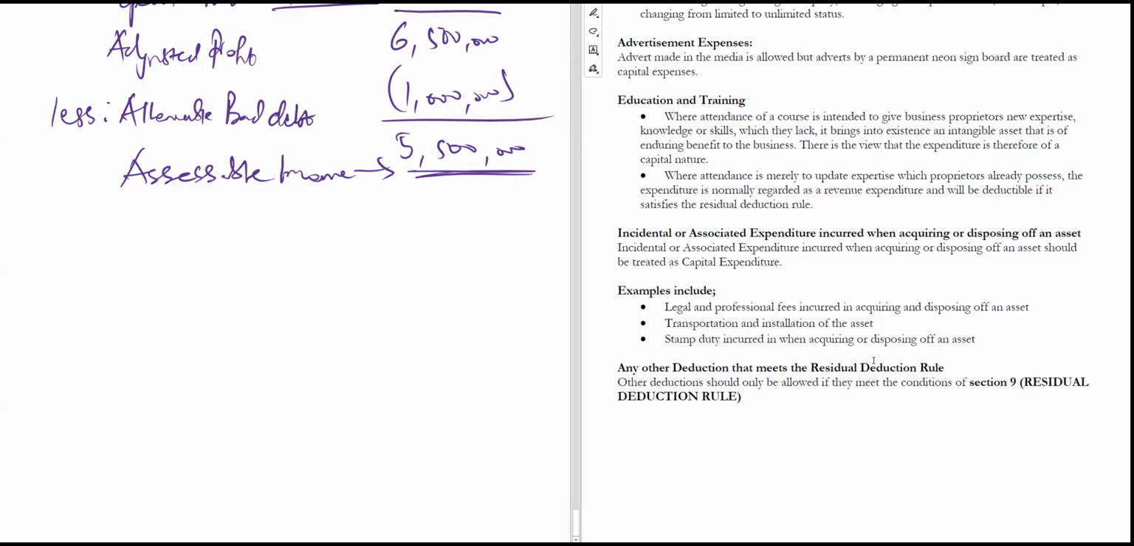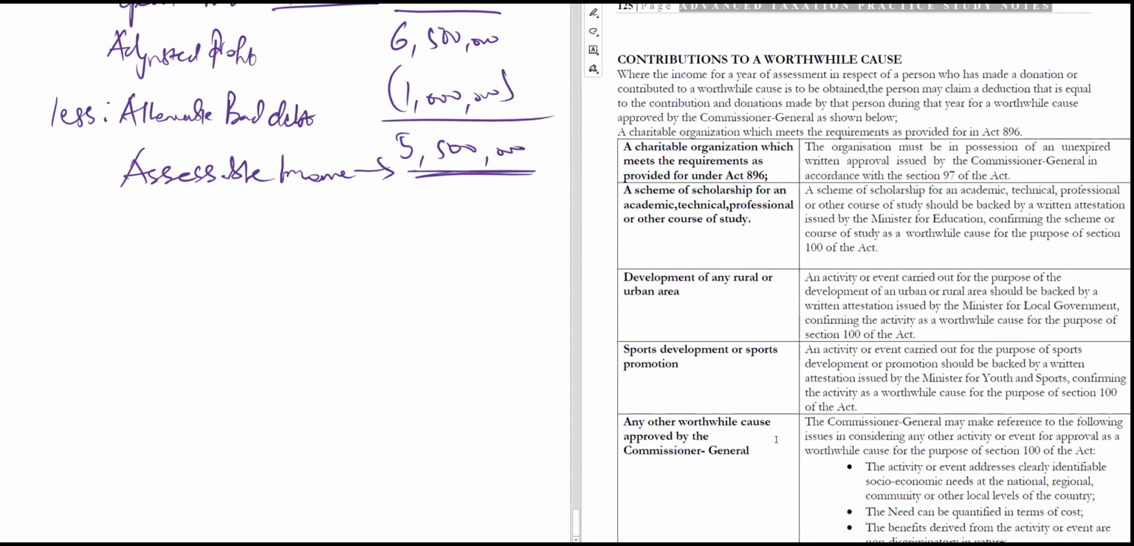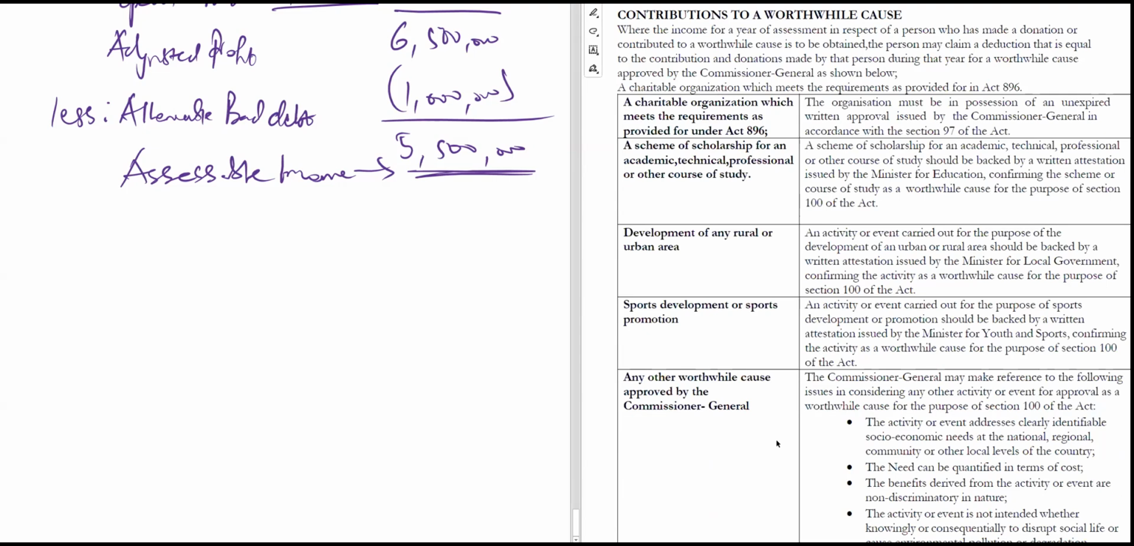When we are doing realization, the cost of an asset includes three types of costs: cost of acquisition, cost of alteration, and incidental expenditure. Any other expense that you see, if it's not familiar, assess whether it's wholly, exclusively, and necessarily incurred, and then it should be fine, right? Okay. So we have to look at contributions to a worthwhile cause. Okay, so where the income for a year of assessment in respect of a person who has made a donation or contributed to a worthwhile cause is to be obtained, the person may claim a deduction that is equal to the contribution and donation made by that person during that year for a worthwhile cause approved by the commissioner, as shown below.